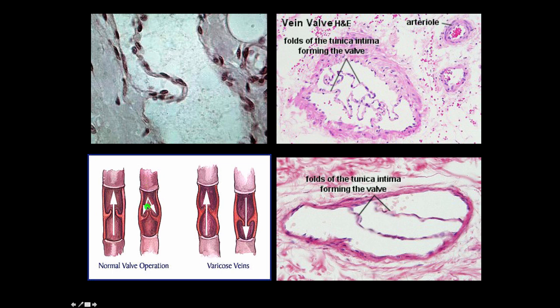But you do know that sometimes, especially in the peripheral vascular system, those valves may not function as efficiently and you get a little bit of backflow. You'll get swollen veins, so-called varicose veins.